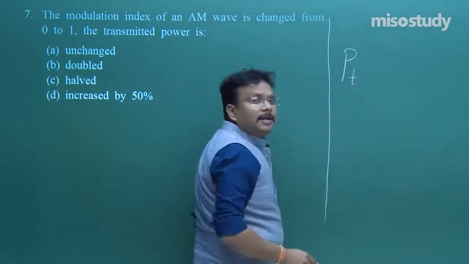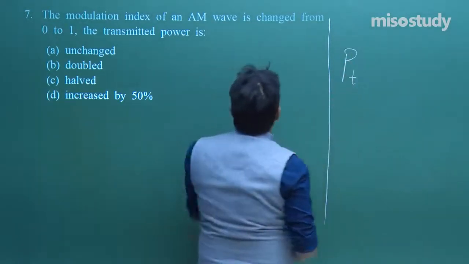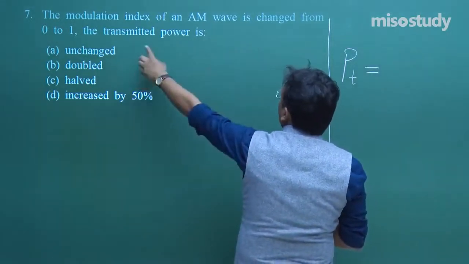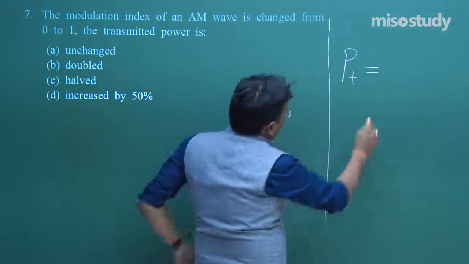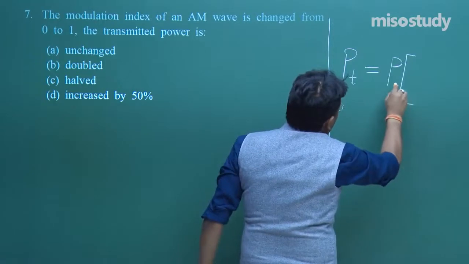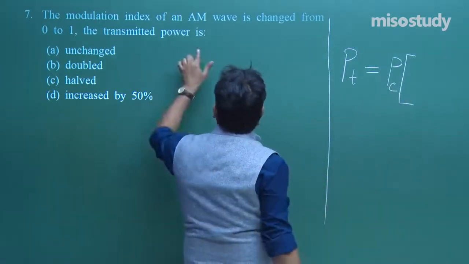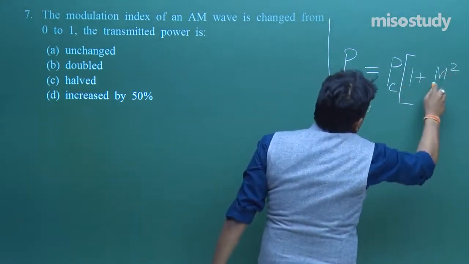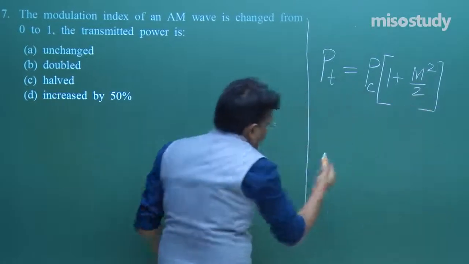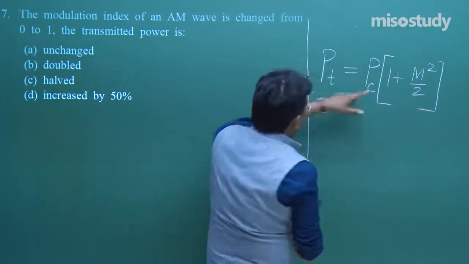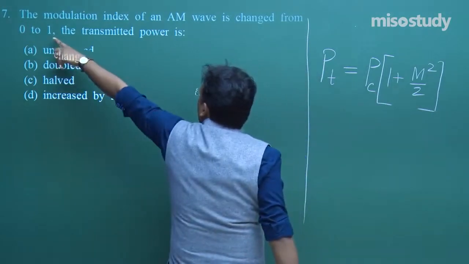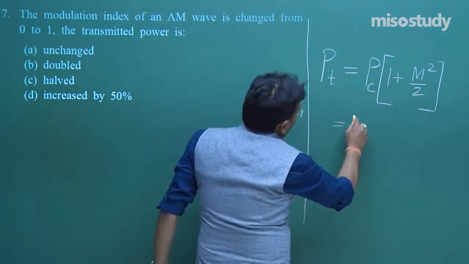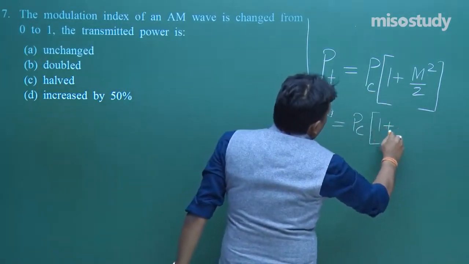PT, power transmitted, that is why I am using PT. So, power transmitted, when the modulation index of the AM wave is changed from 0 to 1. So, transmitted power is equal to PC, that is the carrier wave power, times 1 plus m square by 2. This is the formula. Fine. Now, what is this m square? M square is nothing but 1, with 0 as the minimum, then changing to 1. So, you can say it is going to be PC times 1 plus 1 by 2.